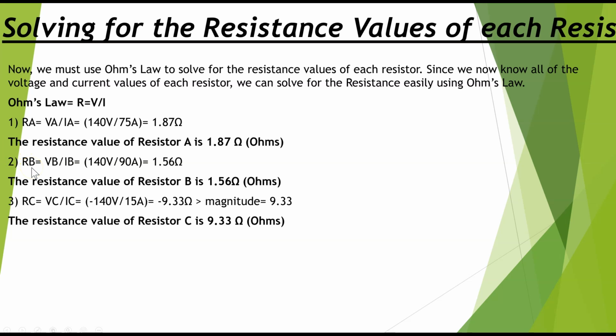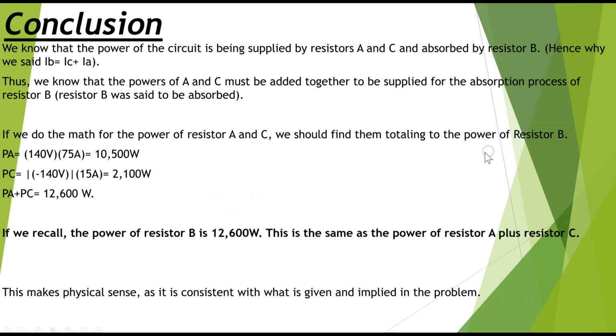For the second one, we have RB equals VB over IB equals 140 volts over 90 amps, which is equal to 1.56 ohms. That is the resistance value of resistor B. And RC equals VC over IC, which is negative 140 volts over 15 amps, equal to negative 9.33 ohms. But because resistance can't really be negative, we're going to say the magnitude of that is 9.33 ohms.